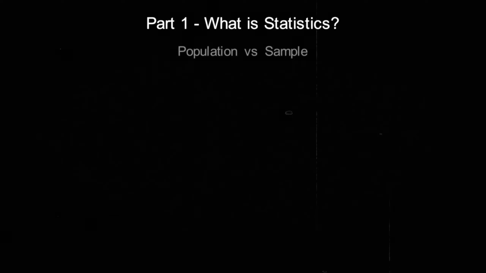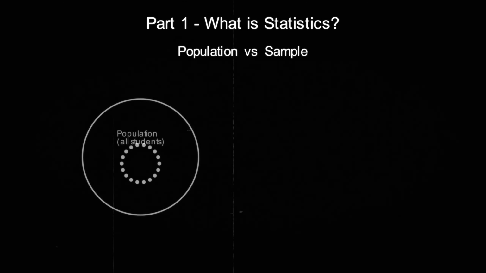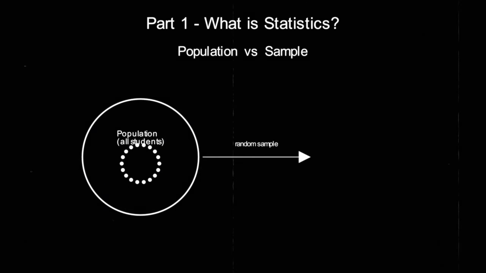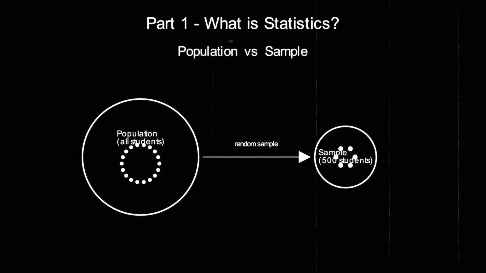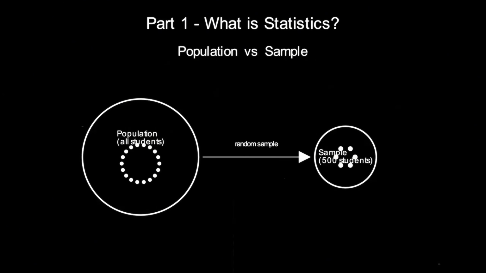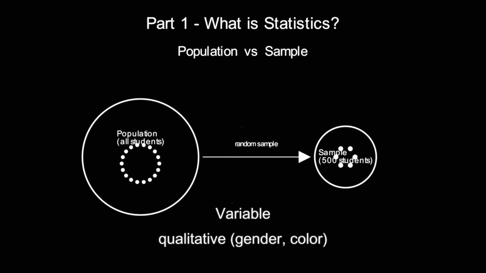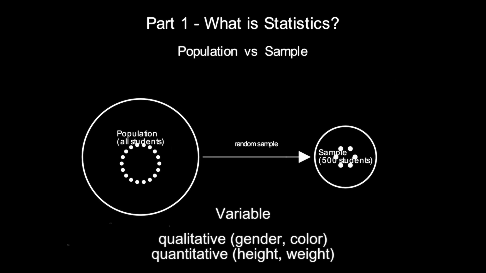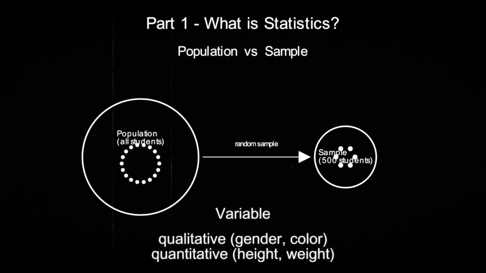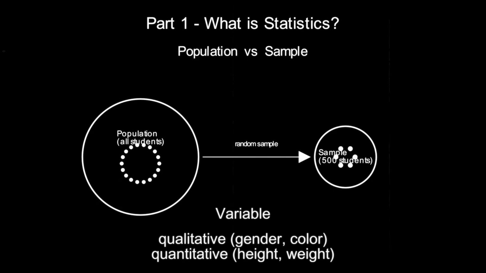Key terms: population, the whole group we want to study, for example, all students in a country. Sample, a subset of the population, for example, 500 students surveyed. Variable, a characteristic that can be measured. Variables can be qualitative, like gender or color, or quantitative, like height or weight. Quantitative variables are further split into discrete, like number of children, and continuous, like time to run 100 meters. Understanding these basics is essential before we dive deeper.